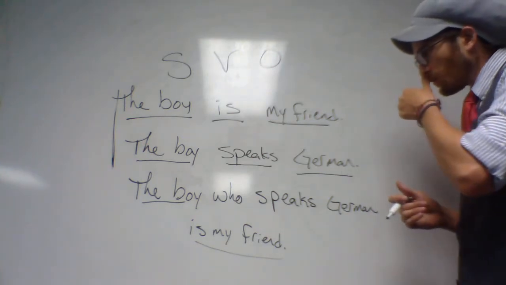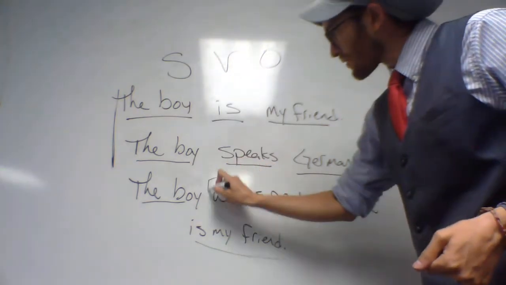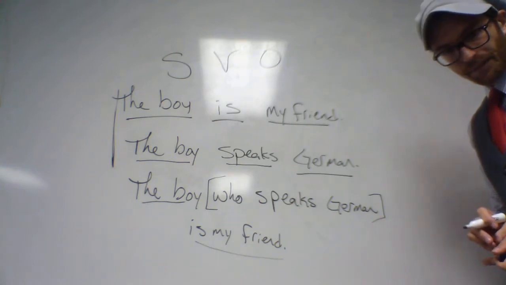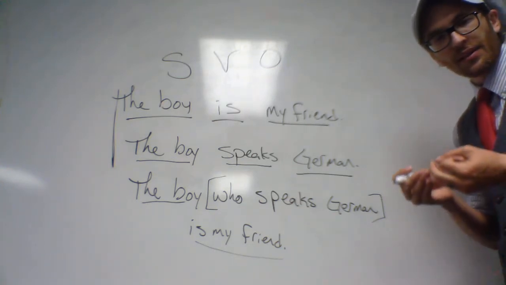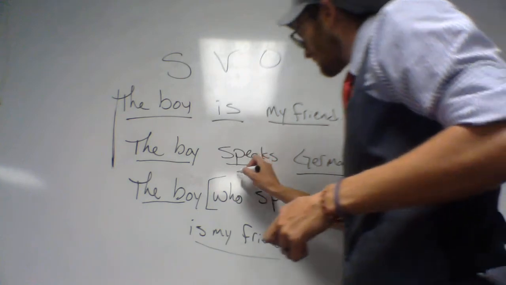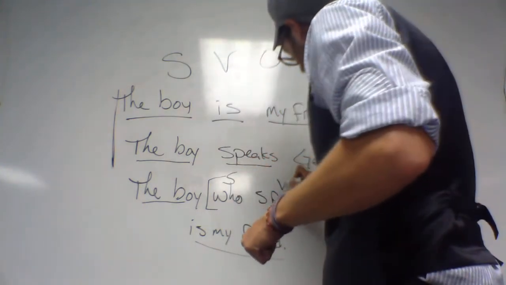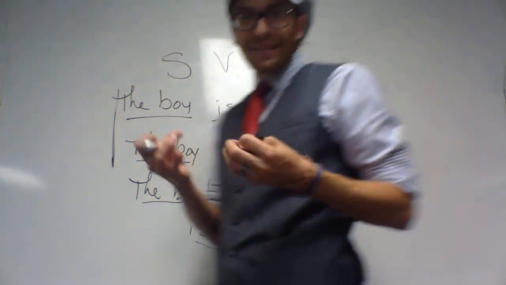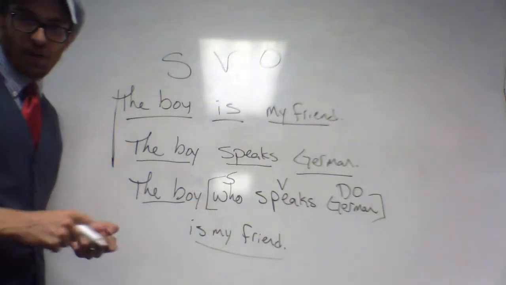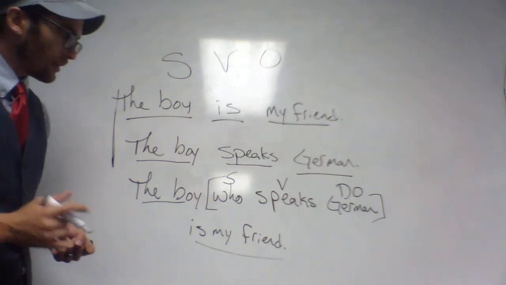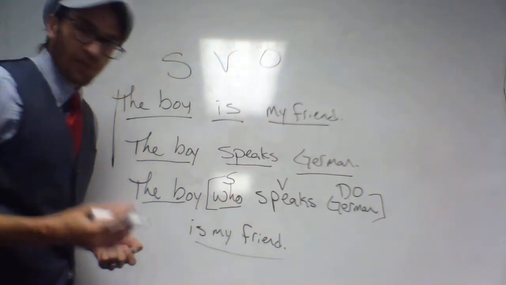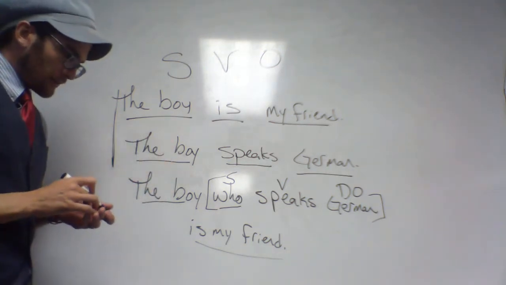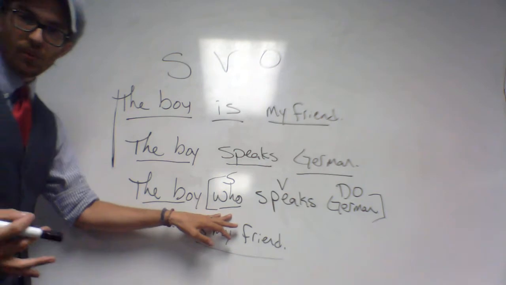That's the question. Well, of course here, our relative clause is who speaks German. The same syntax is demonstrated here in terms of subject, verb, and direct object. Who is the subject of the relative clause? This is very important to understand. Who is the subject of the relative clause? It is replacing boy.